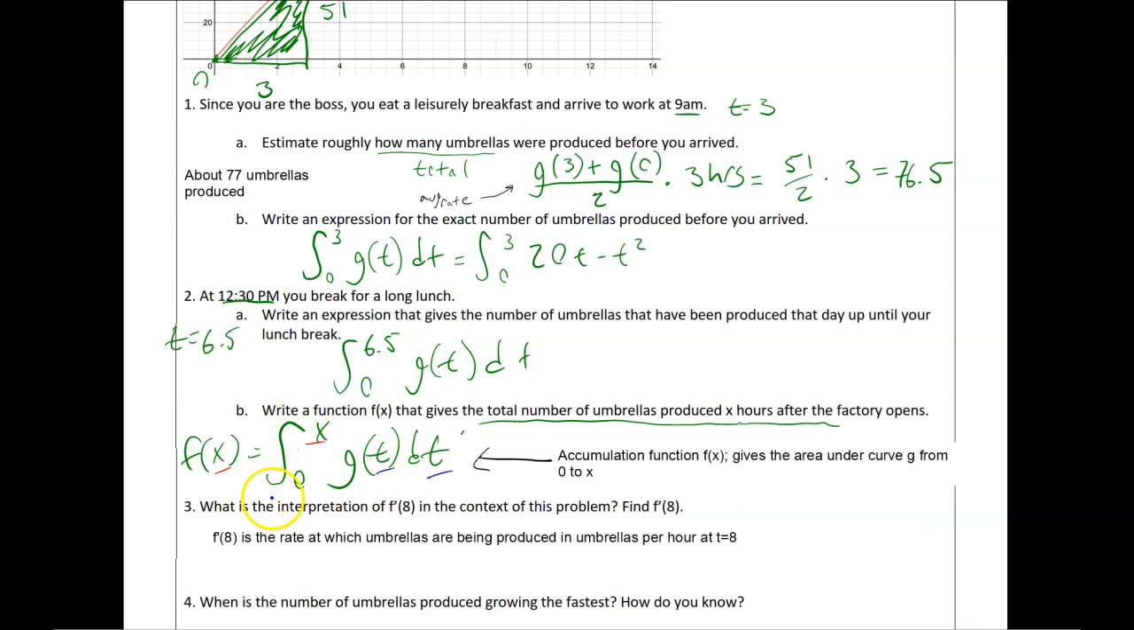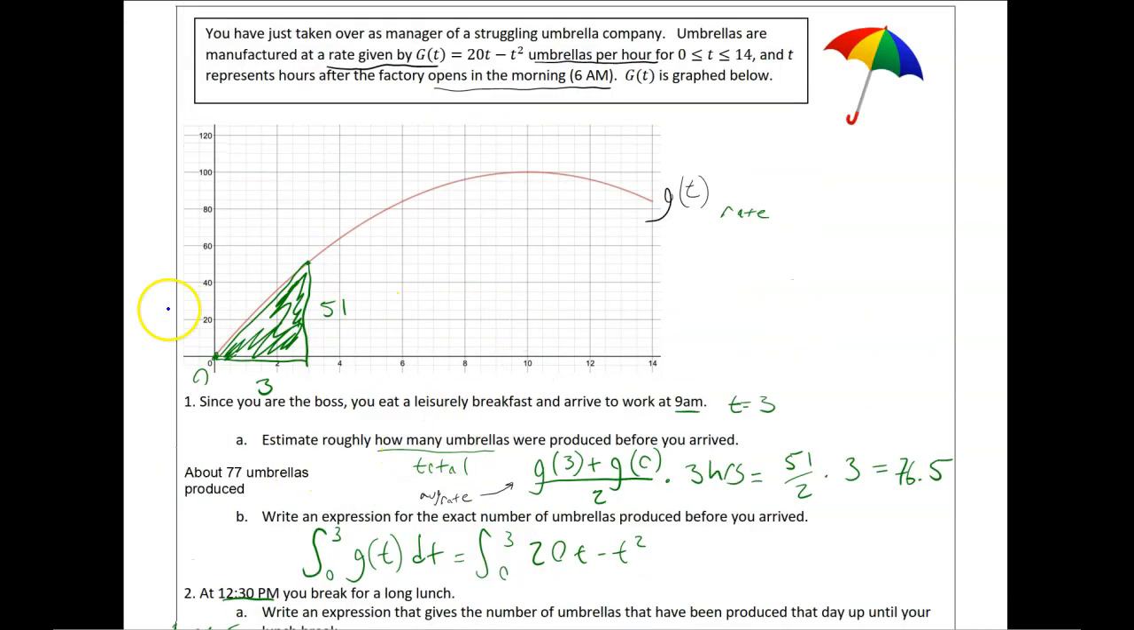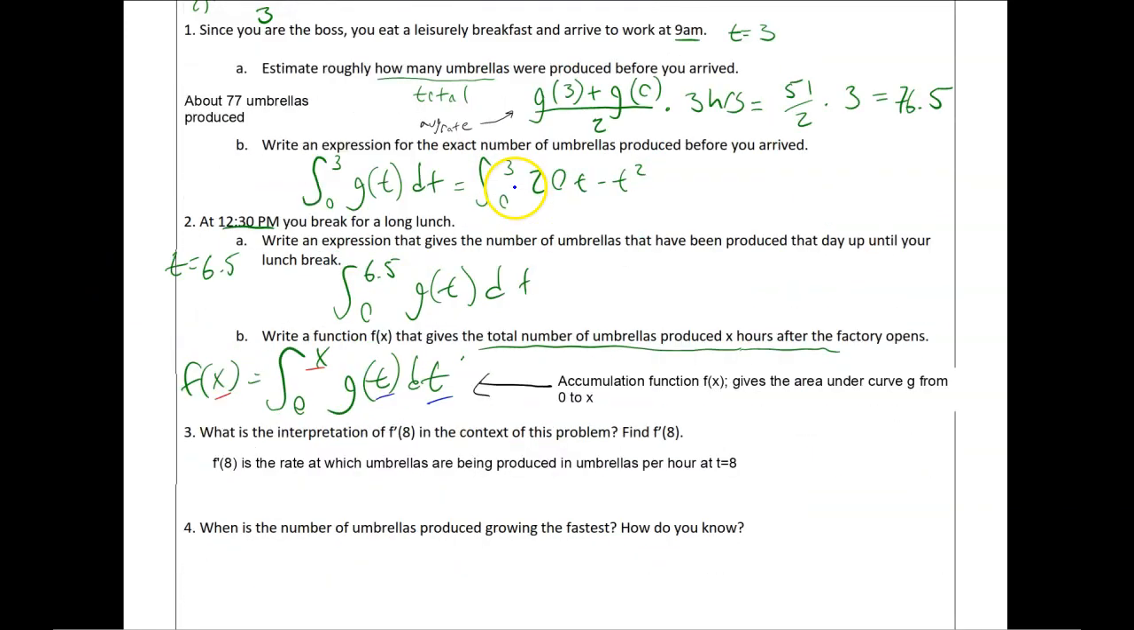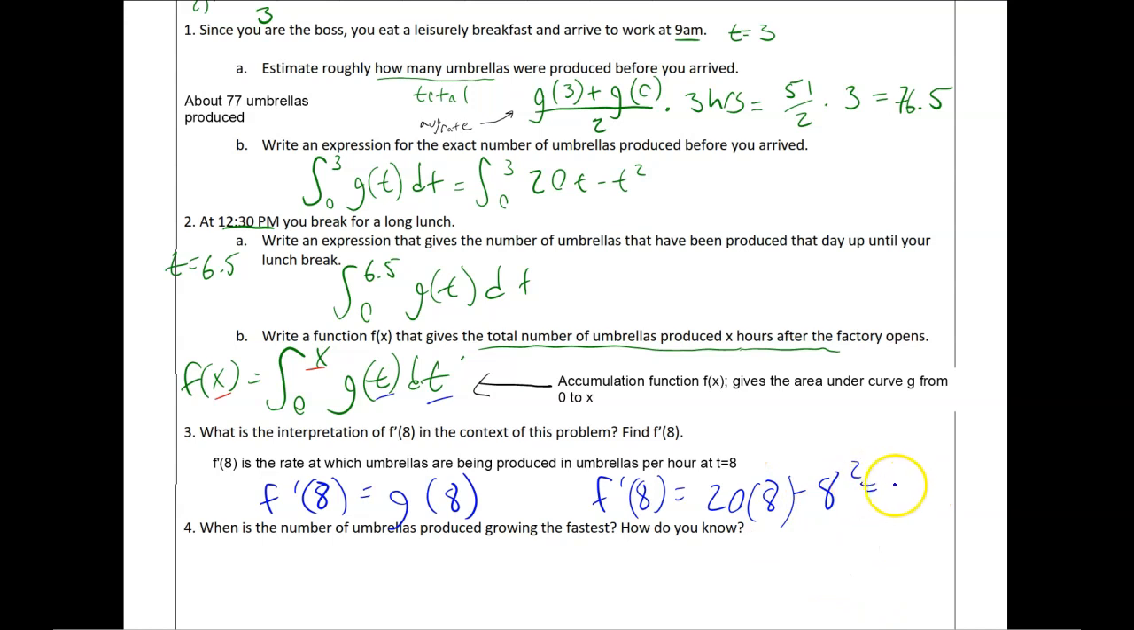Notice here, this is actually really interesting. This was a rate. This is the exact same interpretation of g, right? That makes a lot of sense. So f prime of 8 would be equal to g of 8. And if we wanted to know what f prime of 8 is, it would be equal to 20 times 8 minus 8 squared. So in other words, I'm plugging it into g. I think that gives you 96 umbrellas.